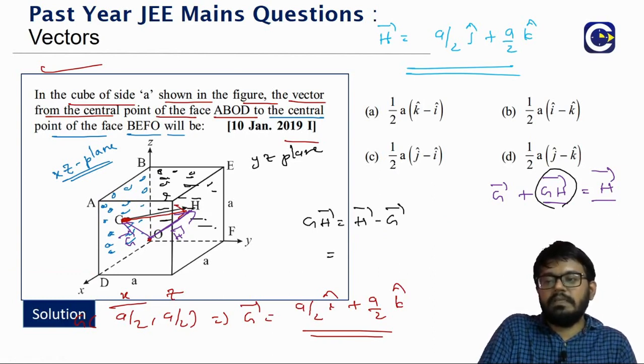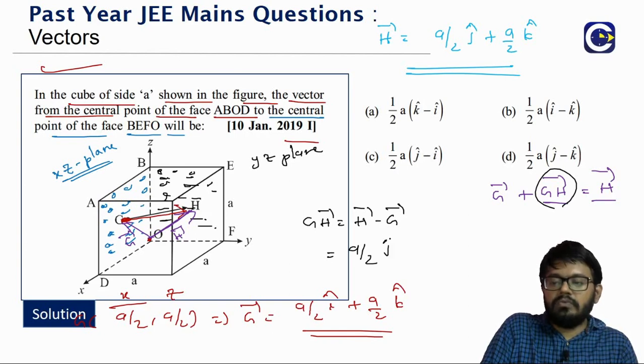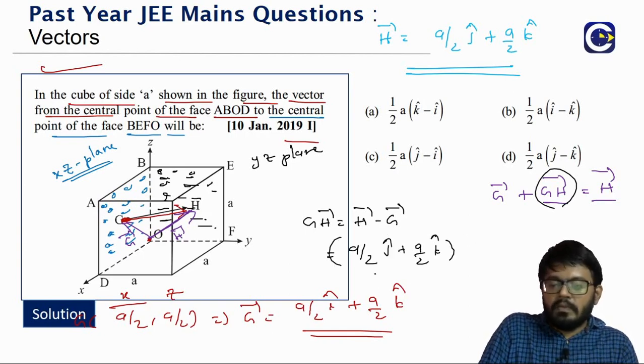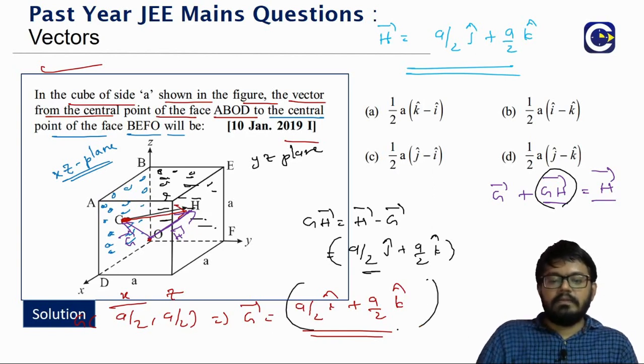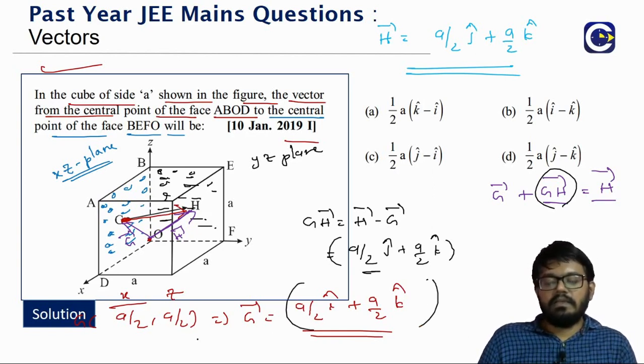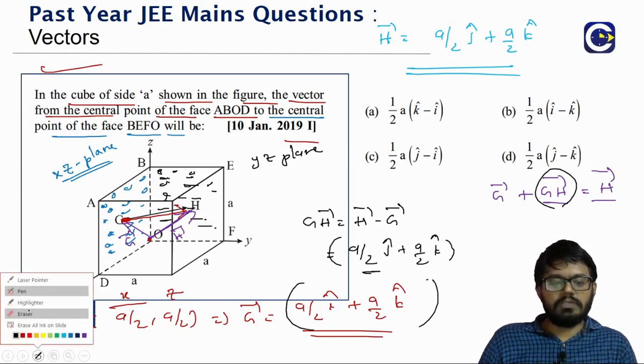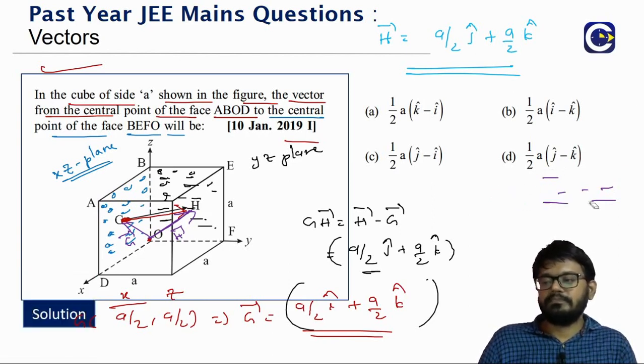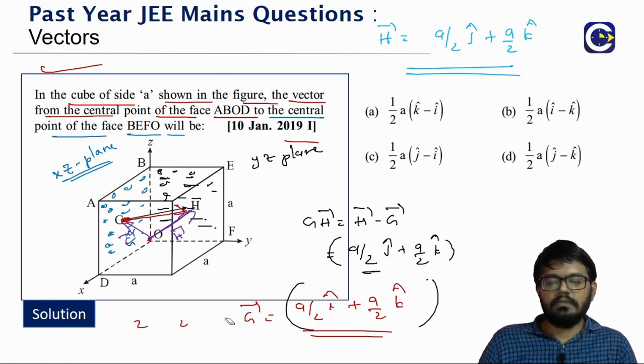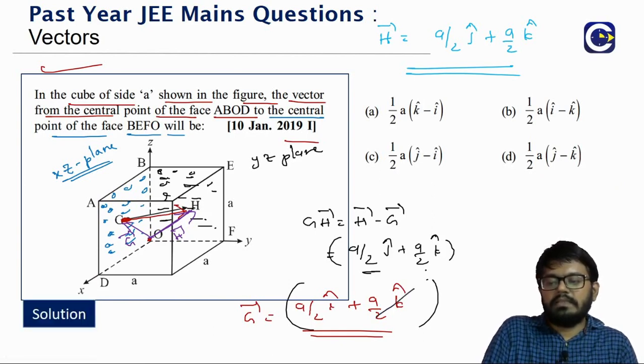So what is the H vector? A by 2 j plus A by 2 k, minus the G vector. What is the G vector? A by 2 i plus A by 2 k. If we conclude this, we will be able to get the answer. See what happens here: A by 2 k minus A by 2 k cancel.